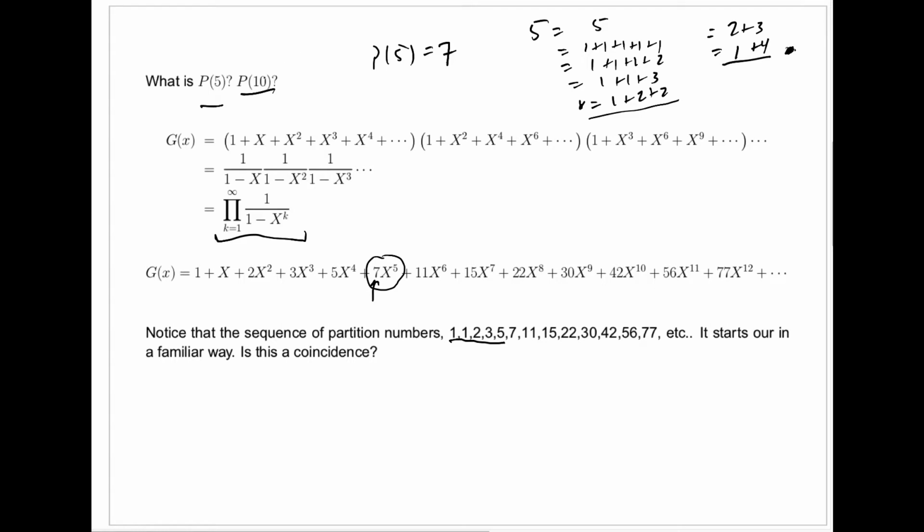What is P of 10? How many ways can we partition the integer 10? Well, we go up here and we see P of 10 is 42. That's starting to get to be a pretty big number. I'll leave that to you guys as an exercise. Try to write down all 42 ways to write the number 10 as a sum of positive integers. I'm sure you can do it if you give it probably 5 minutes. It won't take that long. It'll be a fun thing. Make sure you get all 42 of them, though.